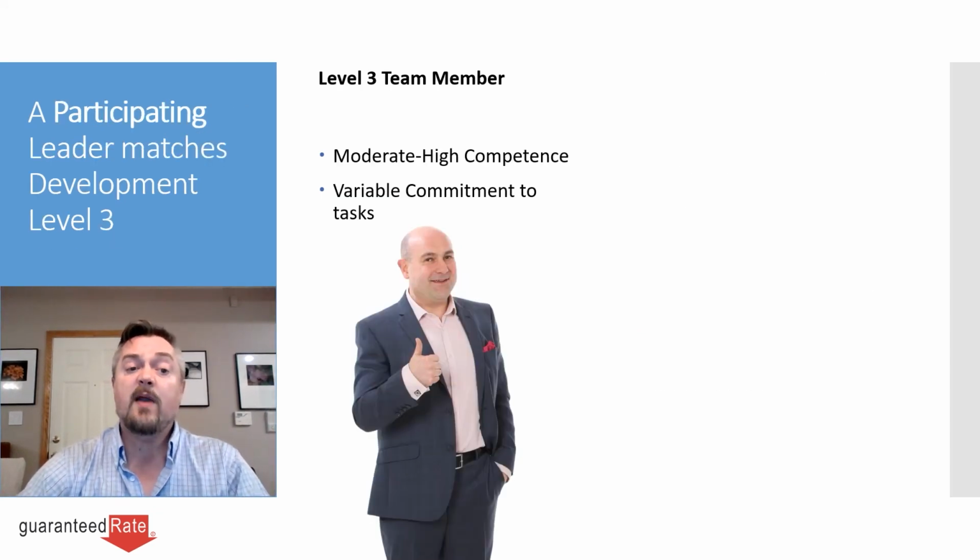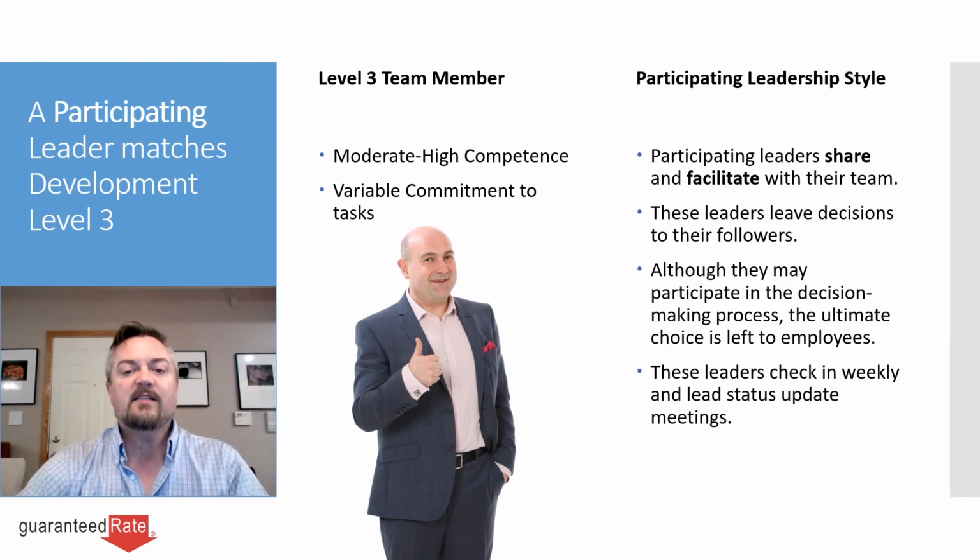Now, a participating leader matches development level 3 for a team member. Remember, a level 3 team member has got moderate to high performance, but variable commitment to tasks. So the participating leadership style is described as a participating leader shares and facilitates with their team. That's because these people have moderate to high competence, so we're going to trust them a little bit further.